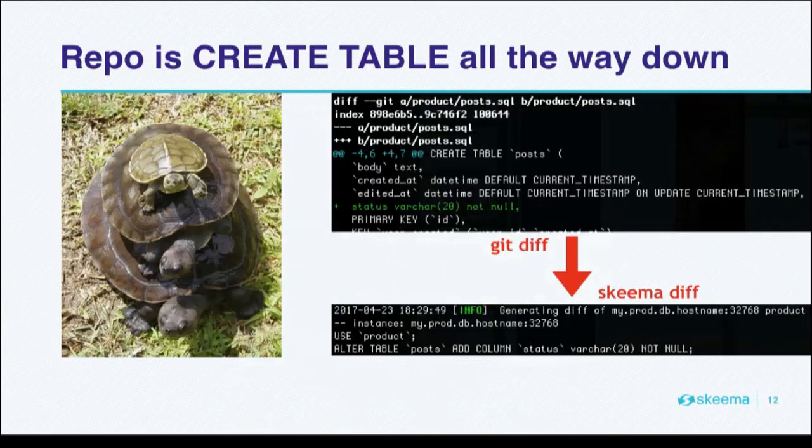So it's basically your repository is create tables all the way down. So in Git or any arbitrary SCM tool, you manage the versioning of these files that contain create table statements. And then Skeema can figure out how to convert that into a set of alter table, create table, drop table statements. And you can basically diff against any arbitrary version in the history of the repo against live databases and figure out basically how to convert the live database into the state in the file system that you want.